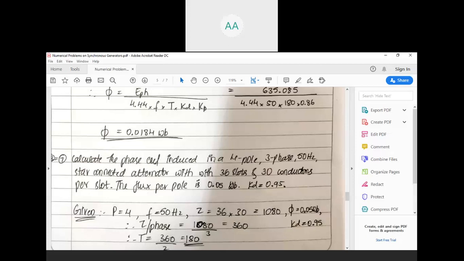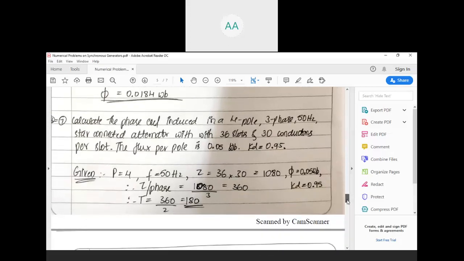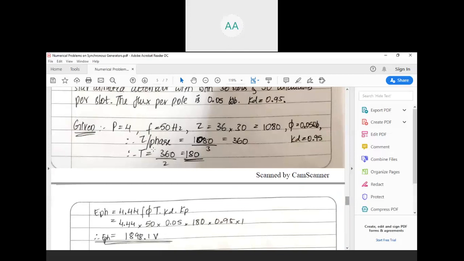So the next problem is quite simple. You need to calculate the phase EMF induced in a 4-pole 3-phase 50 Hz star connected alternator with 36 slots and 30 conductors per slot. The flux per pole is 0.05 Weber. Kd equals 0.95. When Kd is given, you need to assume it as a full pitched coil and do the calculations. So it is a 4-pole machine, 50 Hertz.